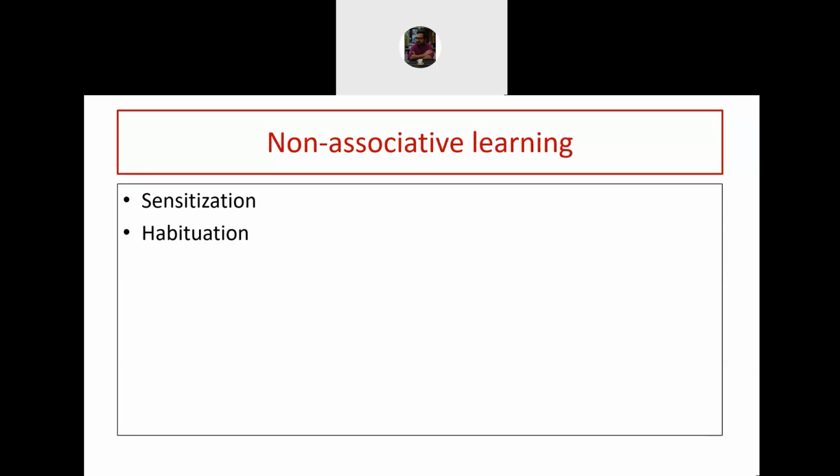Let us understand. When a stimulus is repeated again and again, we either become highly sensitive to that stimulus and react even more vigorously, or we become numb to that stimulus and stop responding. When we become overtly sensitive to the stimulus, that is called sensitization. And when we start ignoring that stimulus, that is known as habituation. So let me give you an example of this.